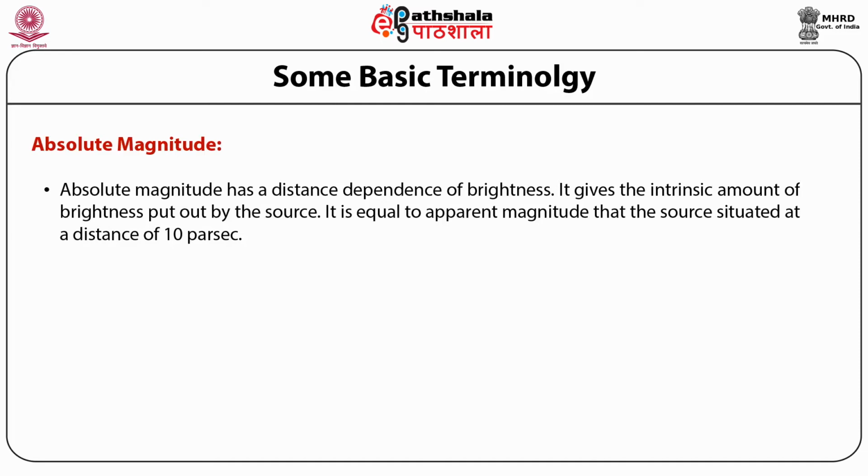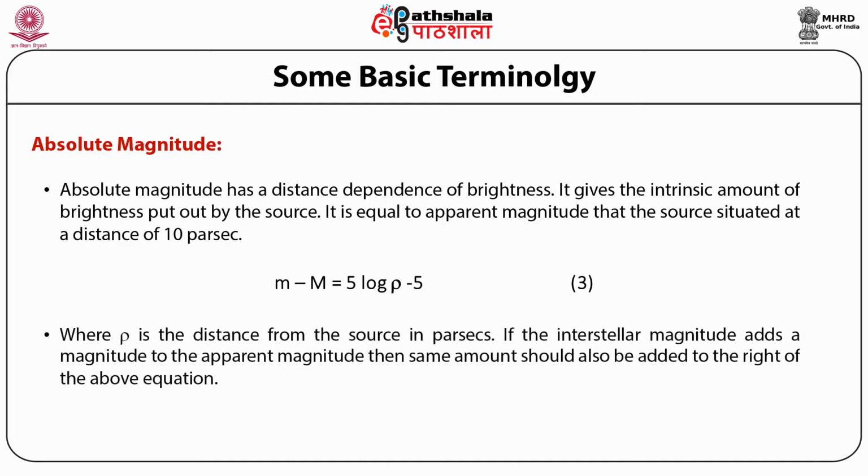Absolute magnitude satisfies the relation given by m minus M, one small m and the other capital M, is equal to 5 log ρ minus 5, where ρ is the distance from the source in parsecs, which is an astronomical unit. If the interstellar medium adds a magnitude to the apparent magnitude, then the same amount should also be added to the right of the above equation.